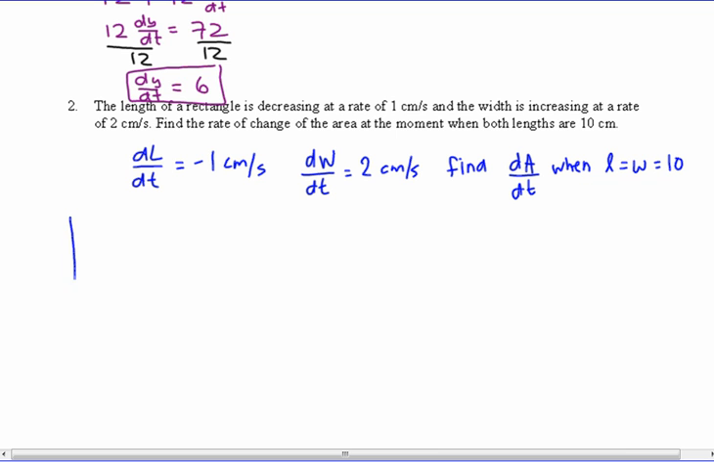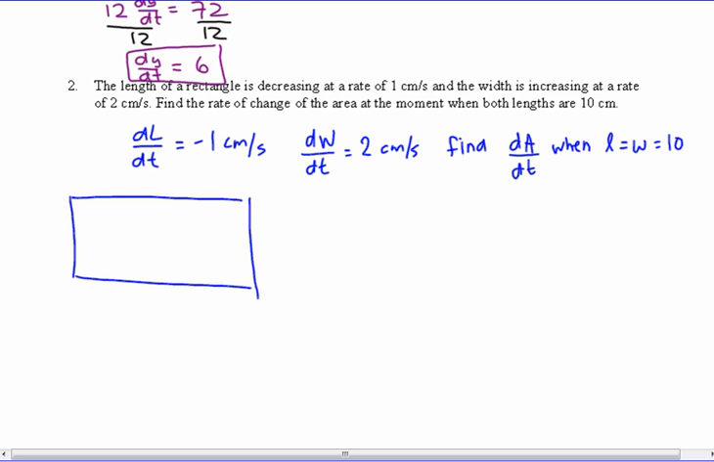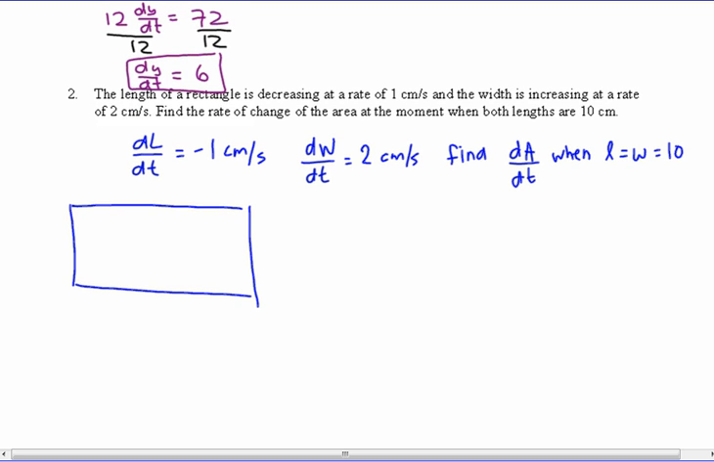So we have a rectangle. Basically what's happening with this rectangle at that moment is a square. So it starts off as a rectangle, and we know that our length is decreasing at 1 centimeter per second. Okay, that's our dL/dt. It's decreasing, and our width is growing 2 centimeters per second.